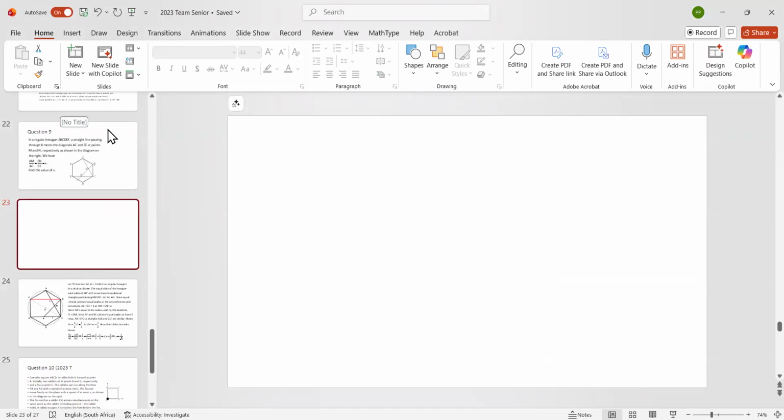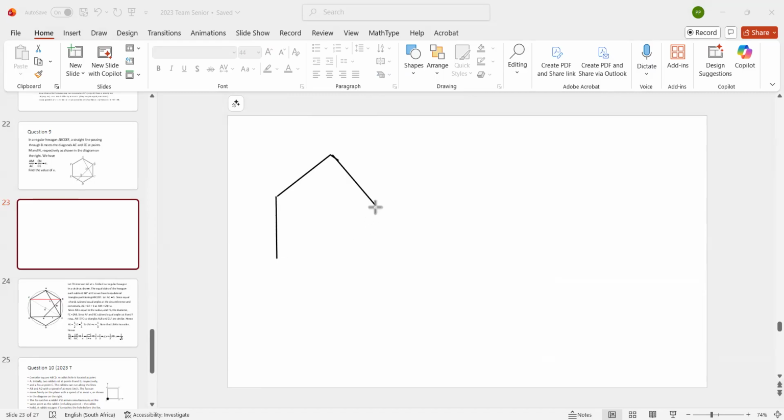I wanted to just talk about the properties of a regular hexagon. I had drawn this in advance, but now I can't get it, unfortunately. So let's redraw this thing. I'm not going to draw a very accurate picture.